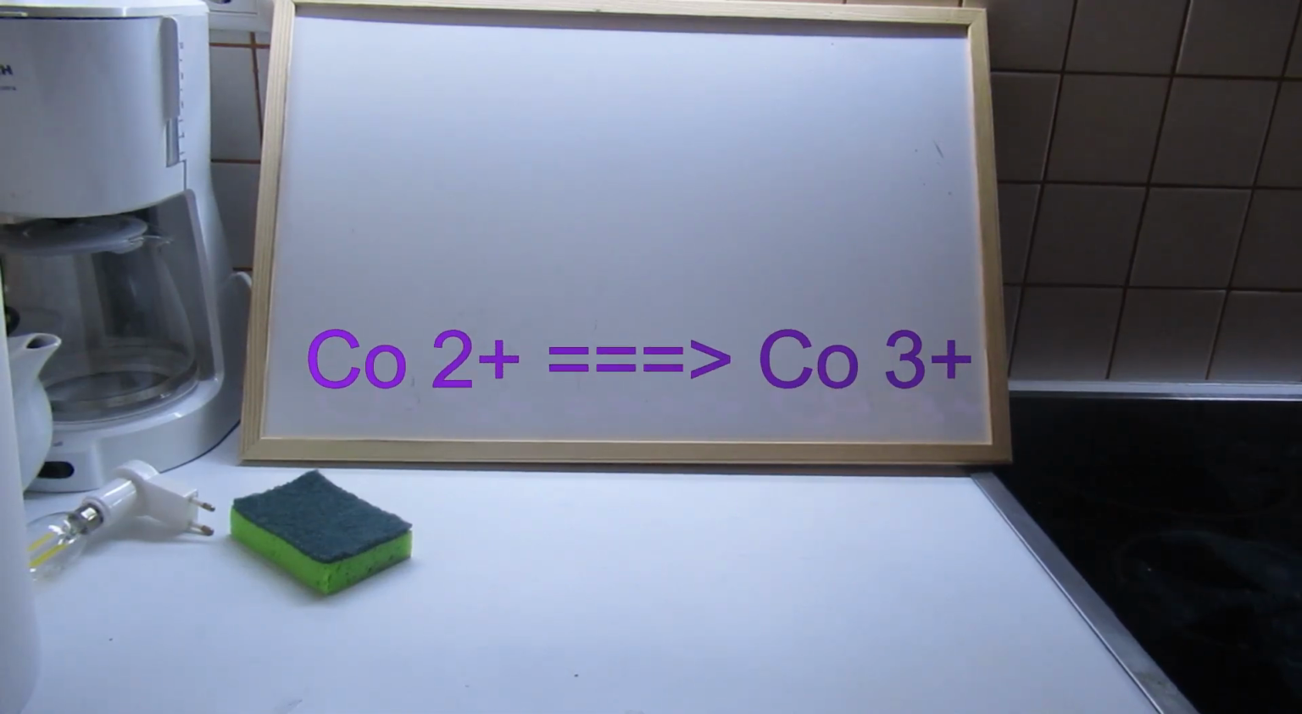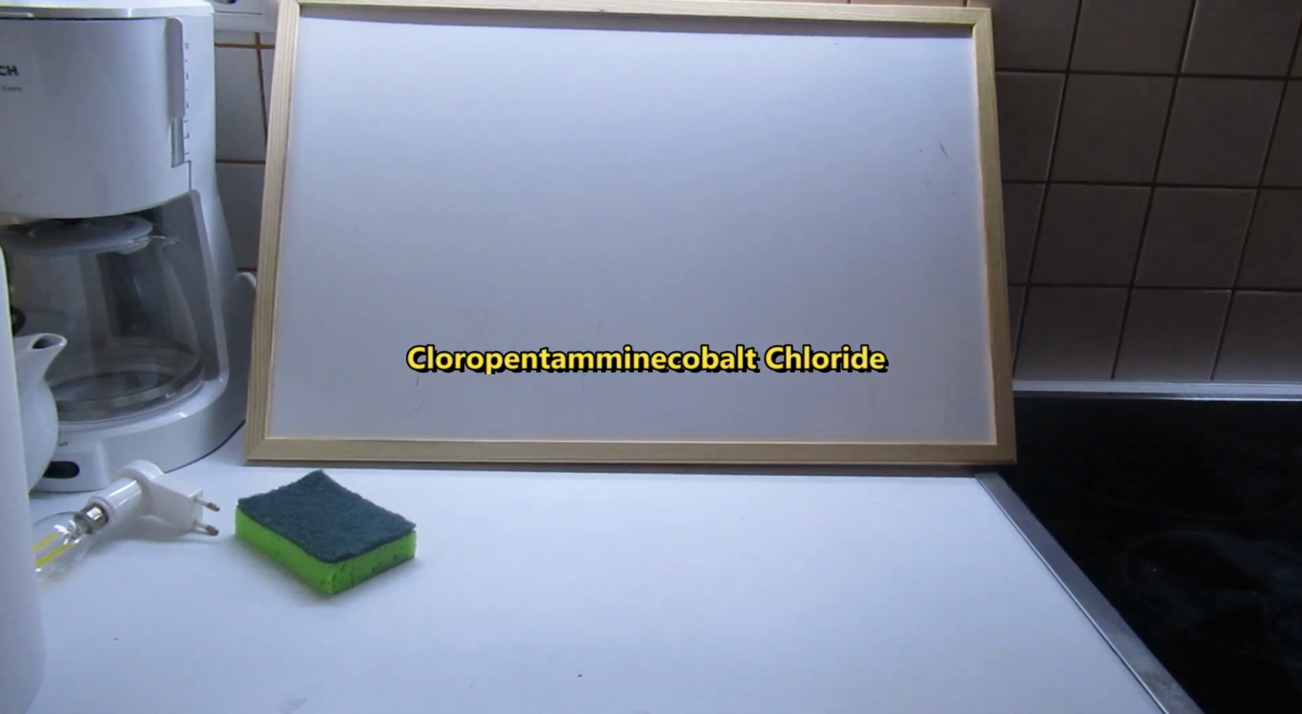Today we will be making a classic cobalt complex by oxidizing cobalt 2 to cobalt 3. The complex we will be making is called chloropentamminecobalt chloride.